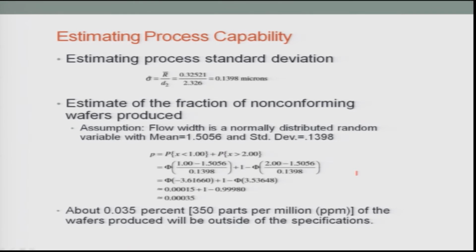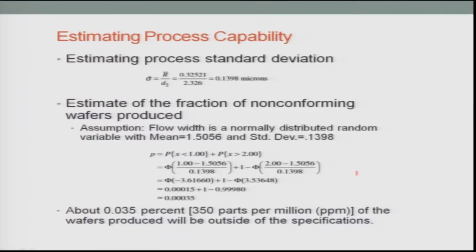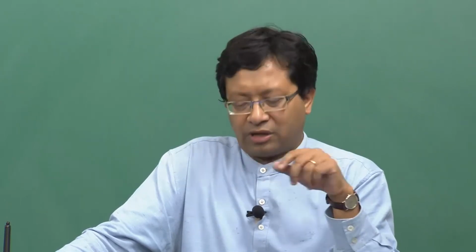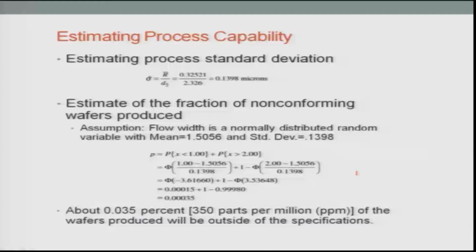So, you want to find the control limits, the dispersion or the probabilities. The assumption is that flow width is normally distributed, which is a major assumption based on the central limit theorem. You find the mean, which is 1.5056, and the standard deviation you have already found, 0.1398. You use the concept of mu minus z alpha by 2 times the coefficient, depending on 1 sigma, 2 sigma, 3 sigma, and the other values would be plus of that, because you are going to the right hand side. So, you want to find the probabilities.